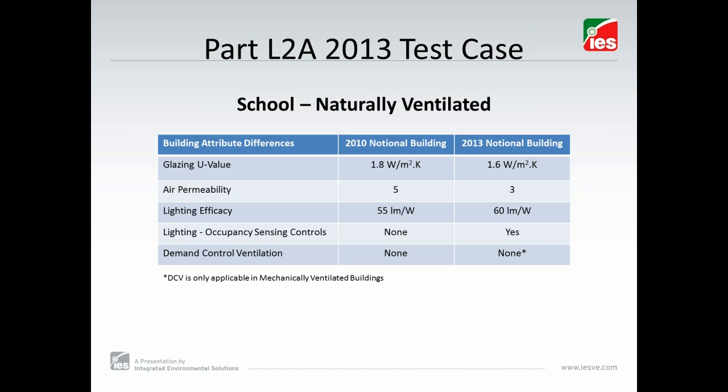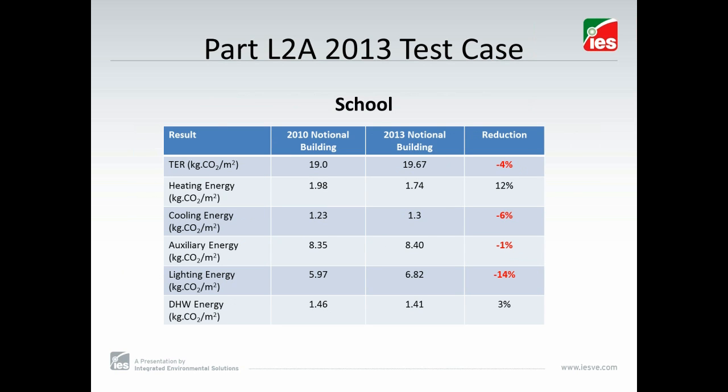Okay. So this is, as I say, a naturally ventilated school. You can see that there's no demand control ventilation. That's only applied to mechanically ventilated buildings. There are occupancy sensing controls though, and we talked about the lighting efficacy, the air permeability and the glazing U value changing. So they're the kind of key things. I did then make some tweaks to that, and I did introduce some cooling in certain areas and ran it again.